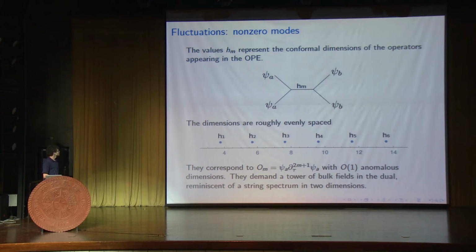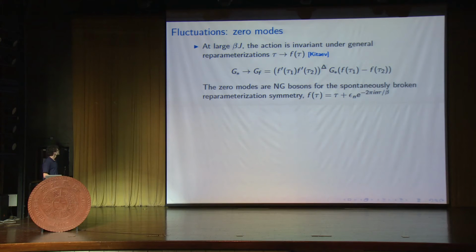Okay, but now we have to understand these zero modes that were giving us an infinity. So first of all, why do we have zero modes in this quadratic form Q? The explanation of that is simple. At large beta j, the action turns out to be invariant under general reparameterizations of time. So this is an attempt by this model to be invariant under this full conformal group in 1 dimension.